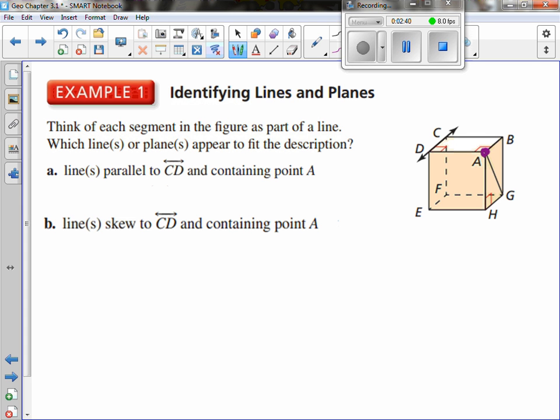So lines that are parallel, what would be a line that's parallel? AB. And what? It doesn't contain point A. So EF is parallel and is coplanar, but because it doesn't contain point A, we can't include it.